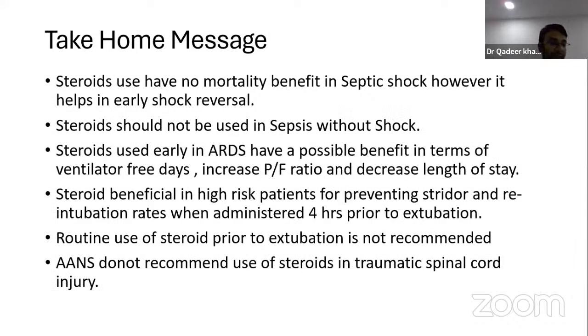So I'll try to end my lecture by discussing a few of the points. Steroid use has no mortality benefit in septic shock. However, it helps in early shock reversal. Steroids should not be used in patients with sepsis without shock.